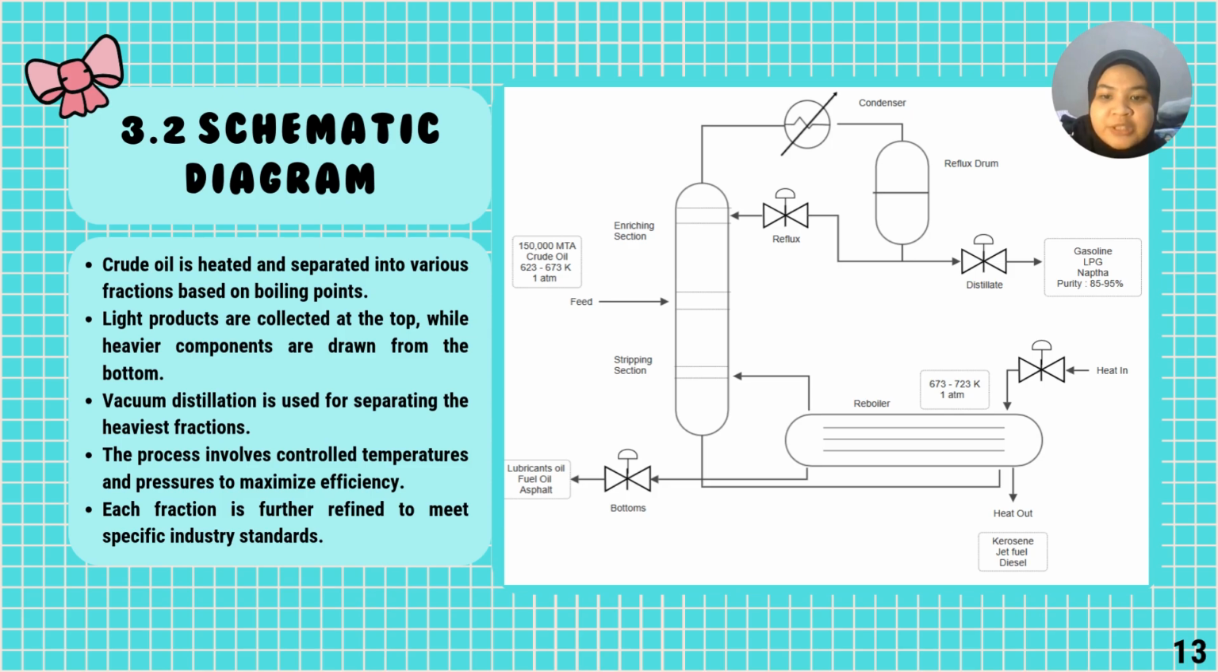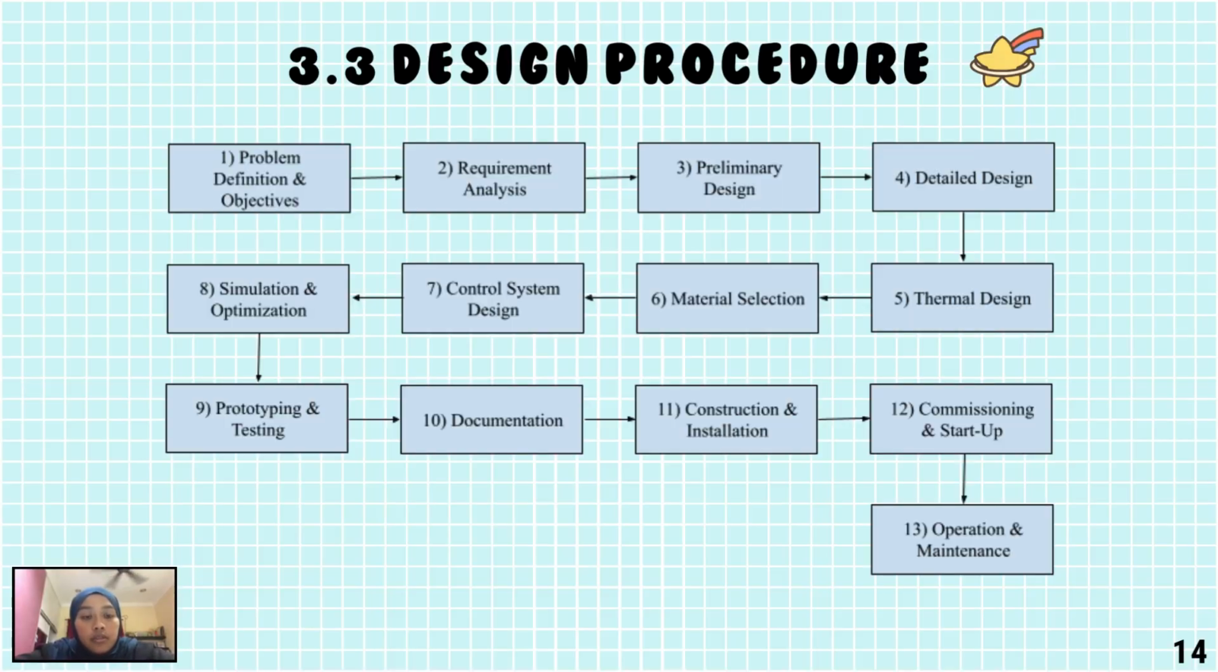The process involves controlling temperature and pressure to maximize efficiency. Like at the reboiler, they use 673 to 723 Kelvin and 1 atm. Each fraction is further refined to meet its specific industry standard.